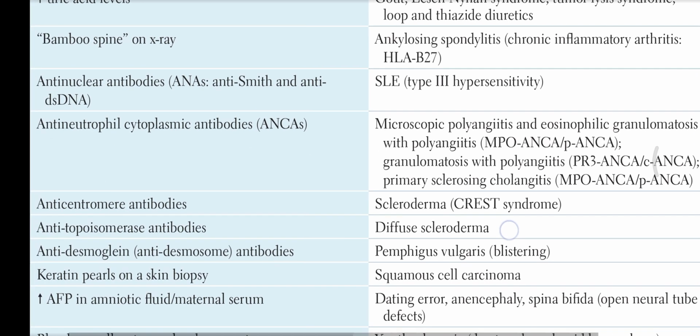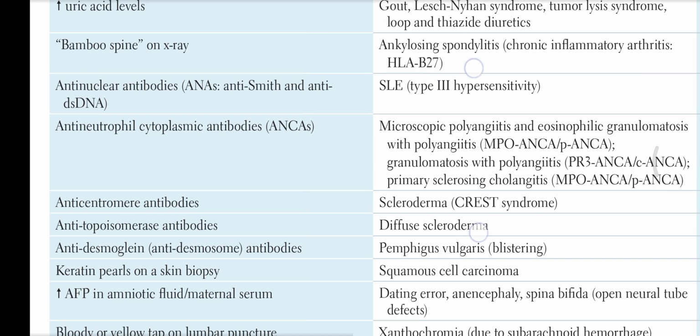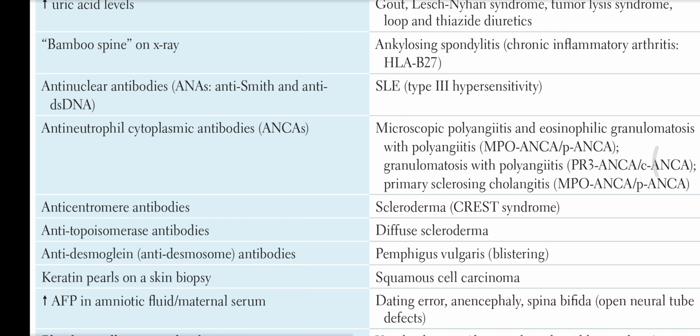Anti-neutrophil cytoplasmic antibody, ANCA, is seen in microscopic polyangiitis, eosinophilic granulomatosis with polyangiitis, granulomatosis with polyangiitis, and primary sclerosing cholangitis.